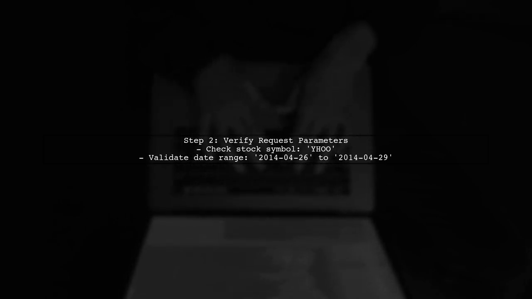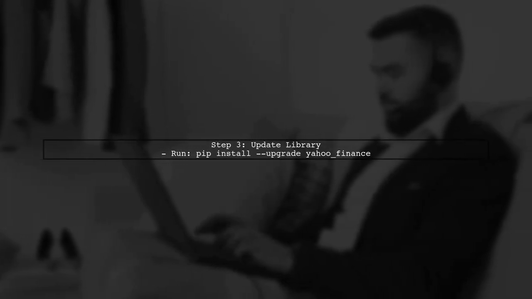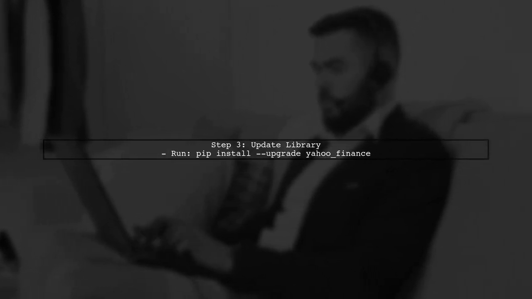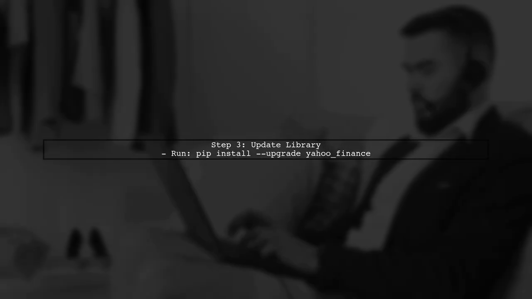If the API is operational, the next step is to verify your request parameters. Ensure that the dates you are using are valid and that the stock symbol is correct. If everything seems correct, consider updating the Yahoo Finance library. Sometimes libraries need updates to accommodate changes in the API.